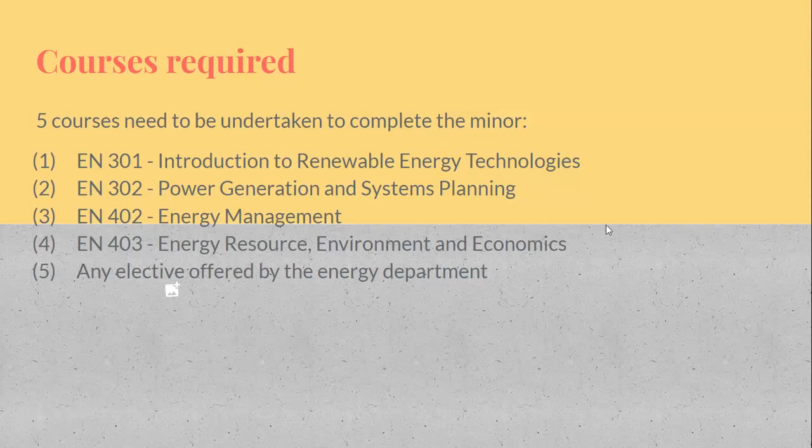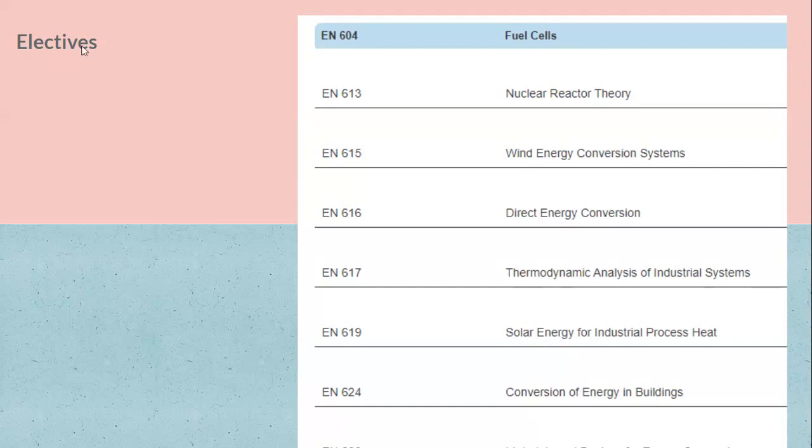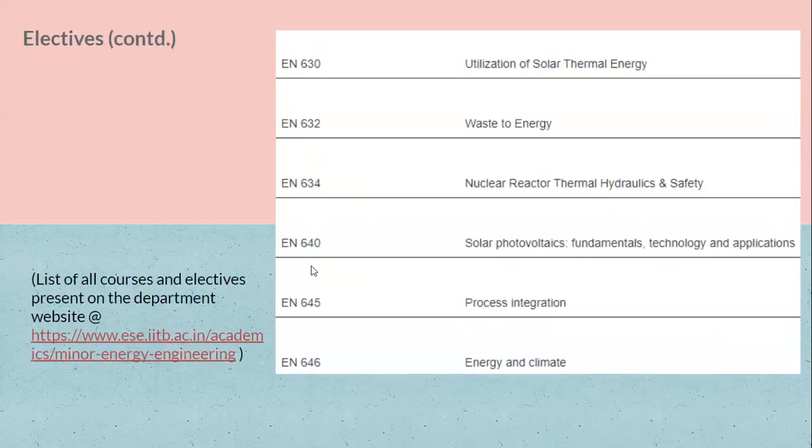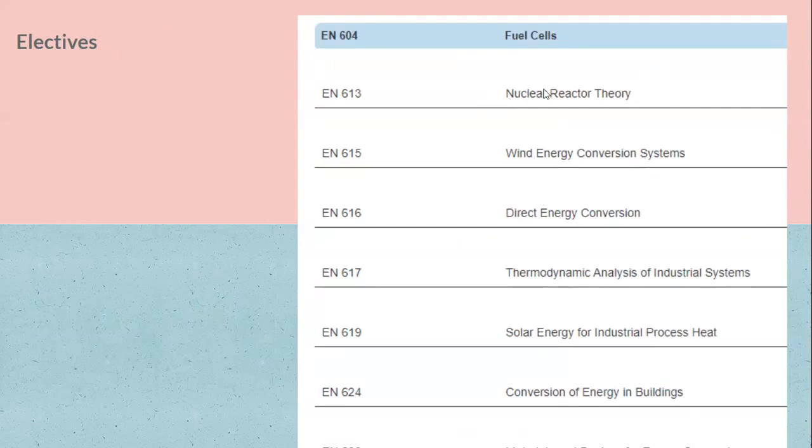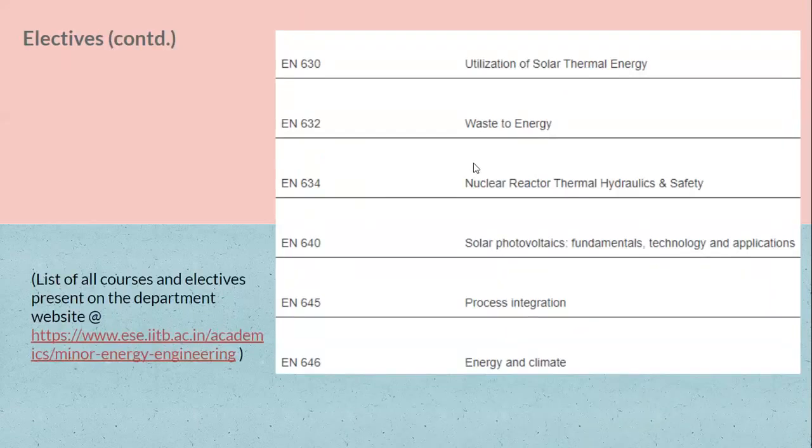As for the 402 and 403, I have not yet done them. And for the 5th course, you will have to choose any elective offered by the department, and you can find the entire list on the department website. It really has a lot of variety, so you can choose whatever interests you. That's about it, I think.